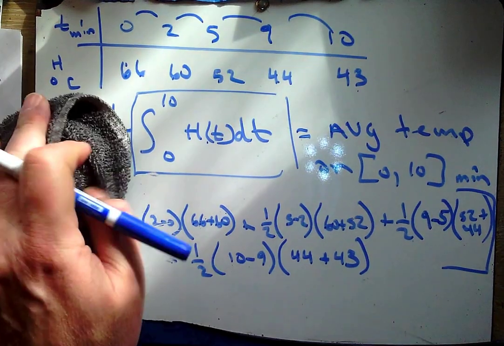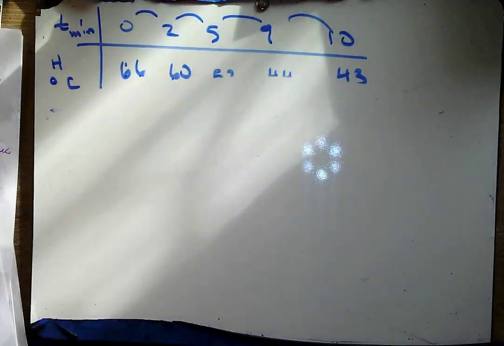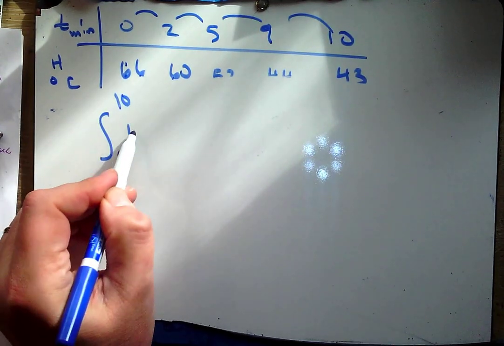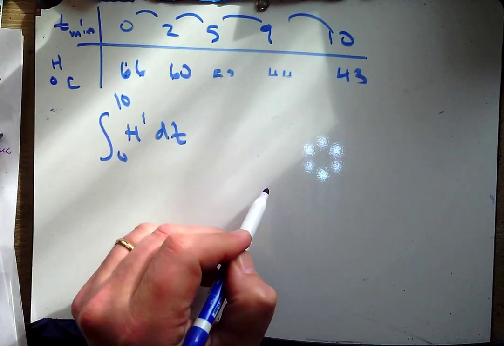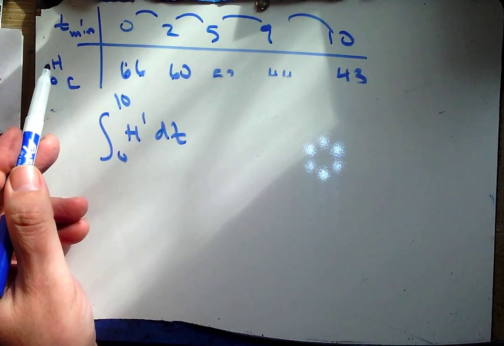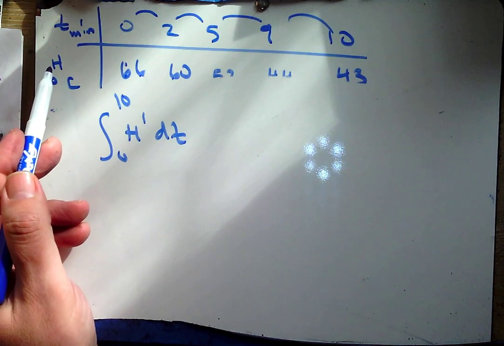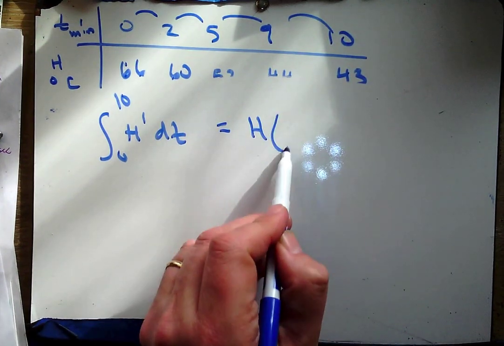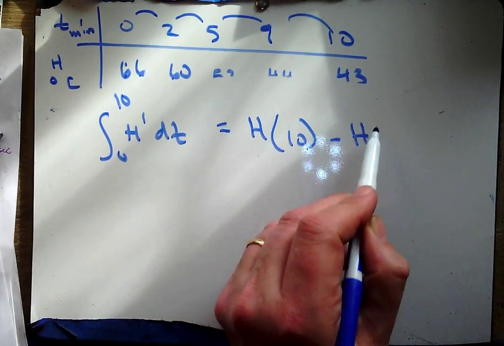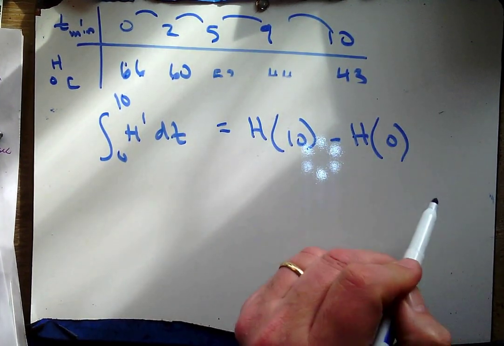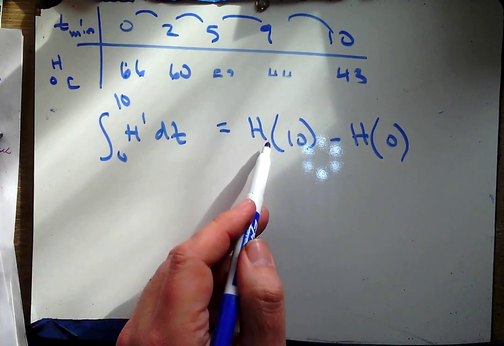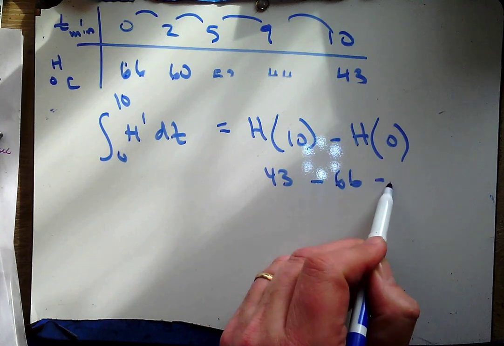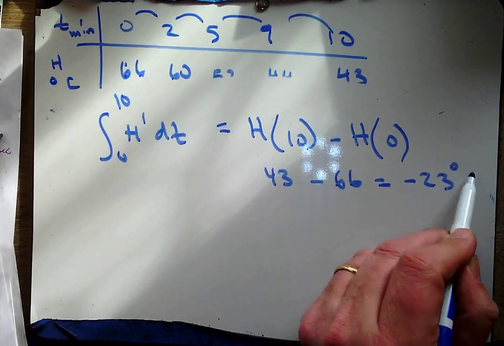Okay, third question. Third question says, evaluate the integral from 0 to 10 of h prime dt. Oh, but how am I supposed to do that? I only have h here. Well, remember, fundamental theorem of calculus, that's h of 10 minus h of 0. And what is h of 10? Well, 43. And h of 0, 66. And so I get negative 23 degrees Celsius.